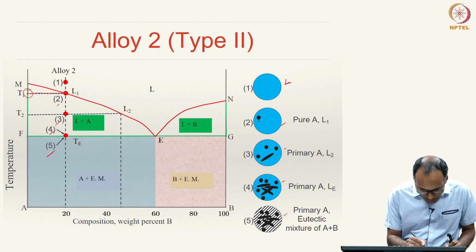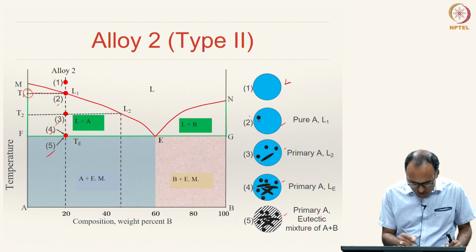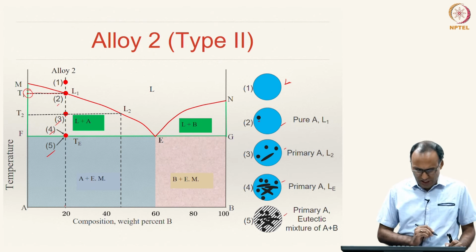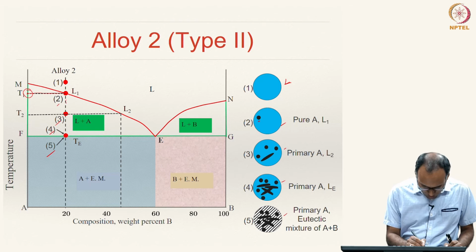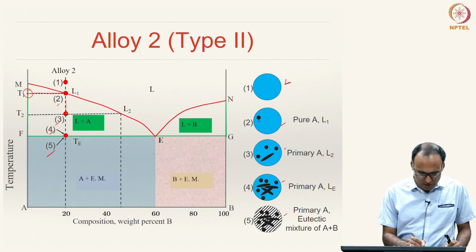And what will be the liquid? The liquid composition there, because its A is very small, liquid composition will be almost the same, 20 B. And now let us say we are further cooling it down, and let us look at the state at point 3 at this position.